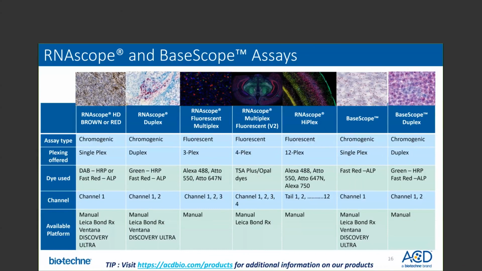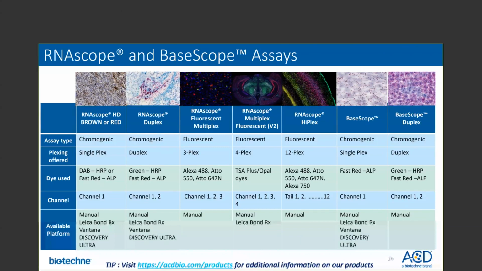We also have some assays available on automation platforms, like the Leica BOND RX or Ventana Discovery. For RNAscope, both the chromogenic singleplex and duplex assays are available on Leica and Ventana. The V2 fluorescent assay is currently available only on Leica. If your target of interest is shorter than 300 base pairs, it is below RNAscope detection limit. Currently, BaseScope is available on both manual and automation platforms for detection of targets between 50 to 300 base pairs.